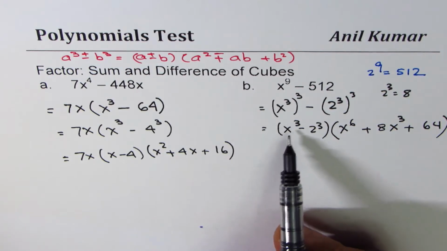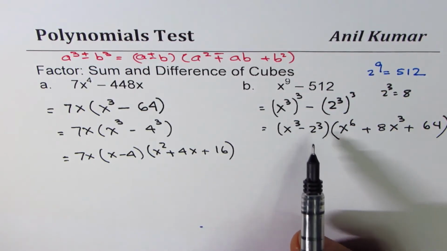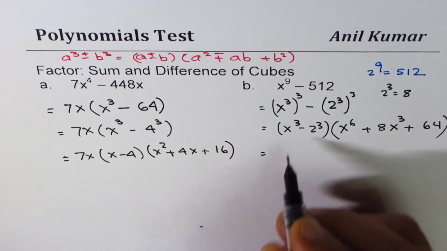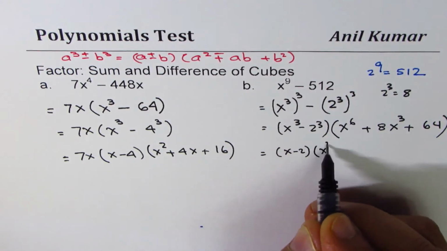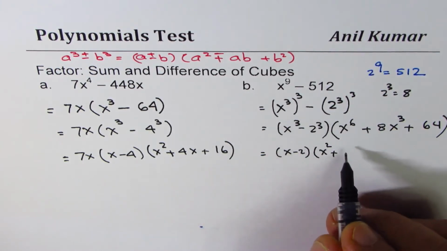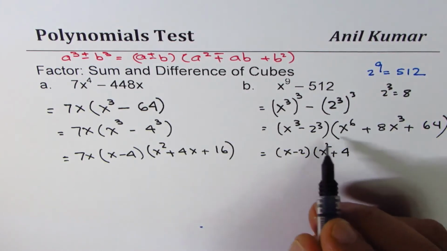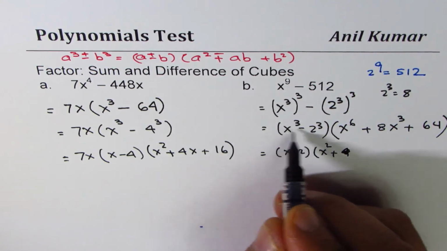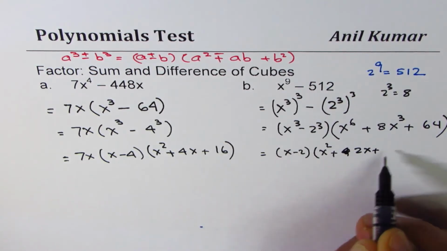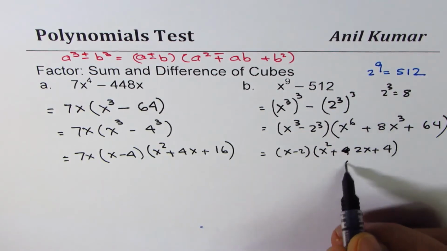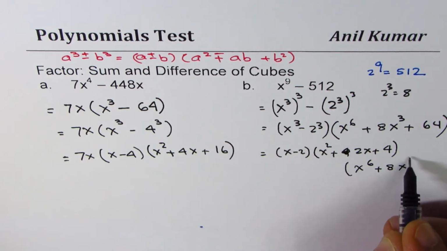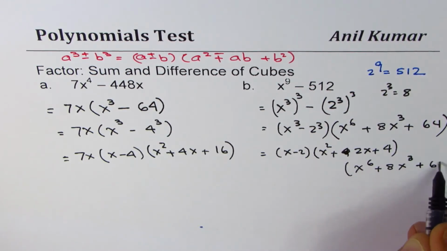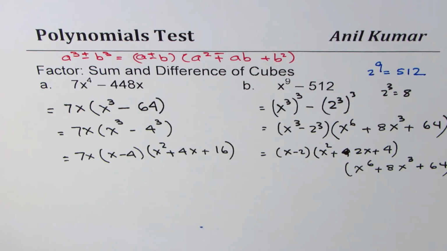But here we have x cubed minus 2 cubed. This can be further factored, right? So we can write this as x minus 2 times square of x plus product of these two, which is 2x, plus square of 2, which is 4, times this factor, x to the power of 6 plus 8x cubed plus 64, right? So that is how you can factor the cubes.